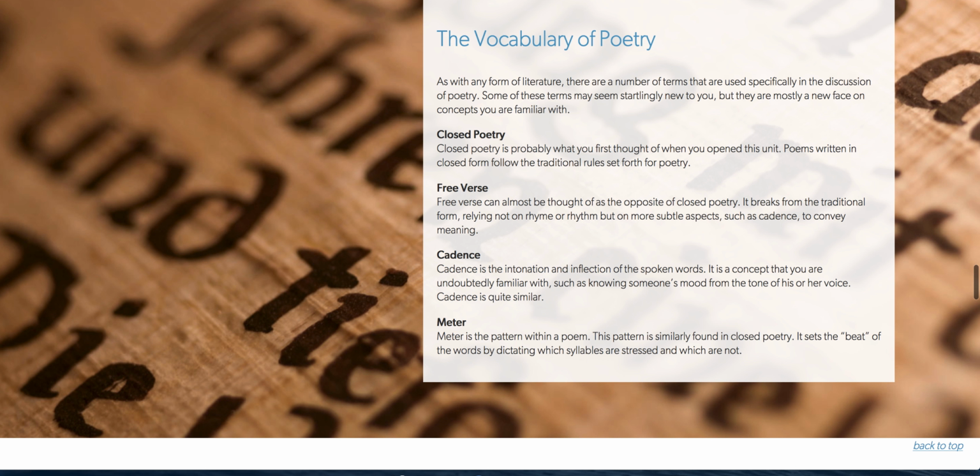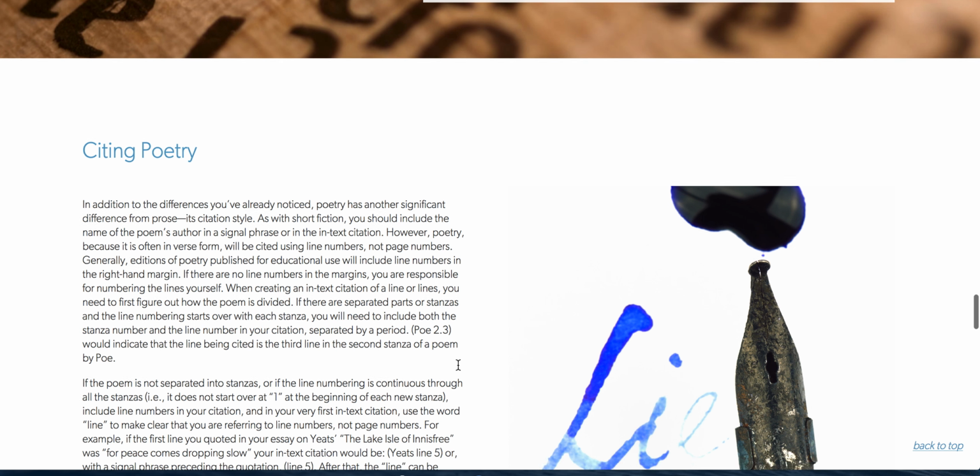Now, the vocabulary of poetry is also important to understand. Does it closely follow rules? Does it go off and seem kind of whimsical without any sort of punctuation? Does it have a specific rhythm? Does it have a specific stress, unstress, stress, unstress? Those kinds of components within the poem will help you come up with an interpretation.